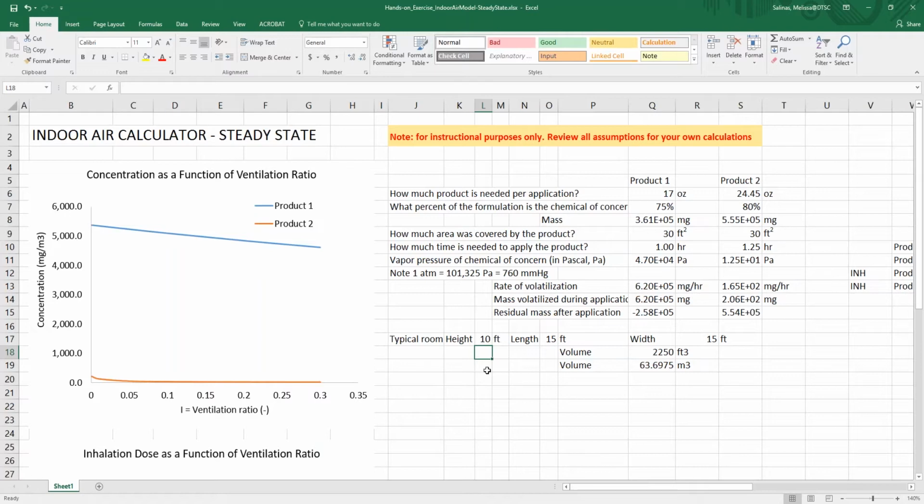And another important disclaimer from yesterday: these products with that high volatility and their issues should probably not be used indoors. This is an example, it's an exercise, but it gives you an idea how we would calculate it. And so what we've done here is to take this and plot the predicted concentrations in an indoor environment like this for the two products at different ventilation rates or ventilation ratios.